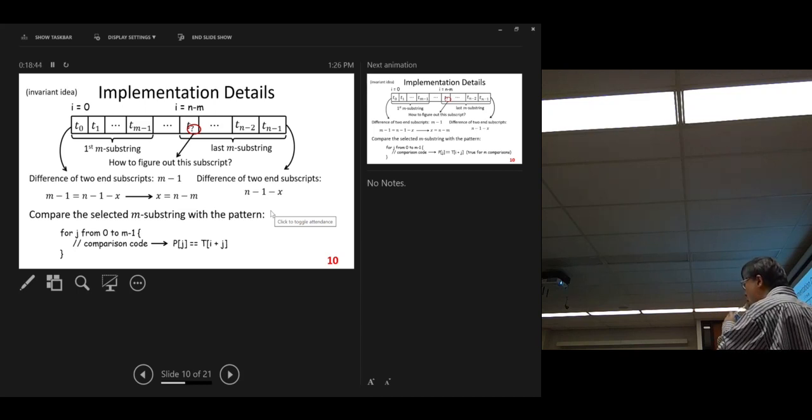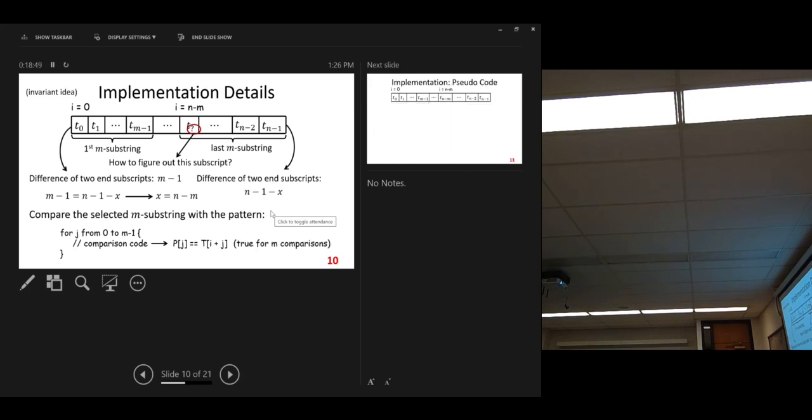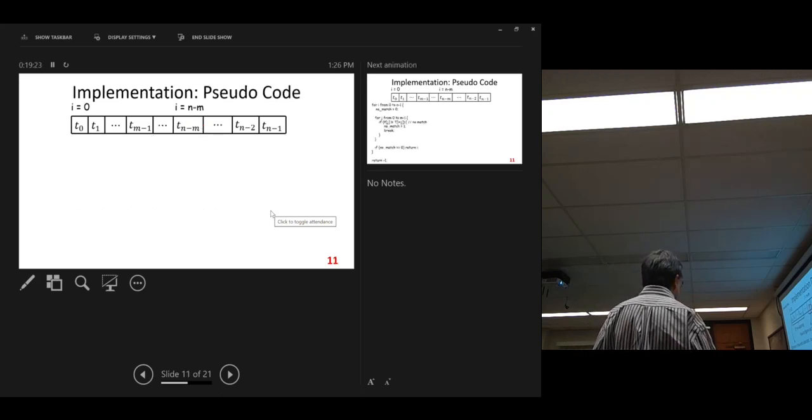Next. We need this comparison true for m comparisons. If one is false, we should get out of the for loop immediately. We do not need to go to the next comparison. If you miss one, then this selected m string cannot be a match. So you should stop immediately. Don't waste more comparisons.